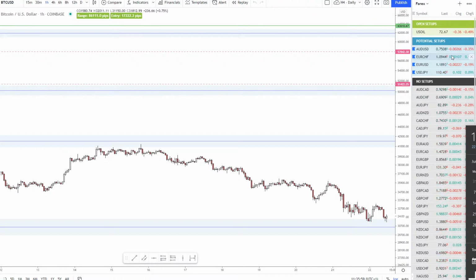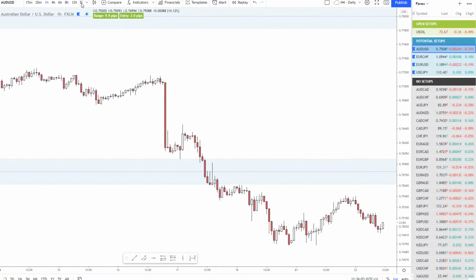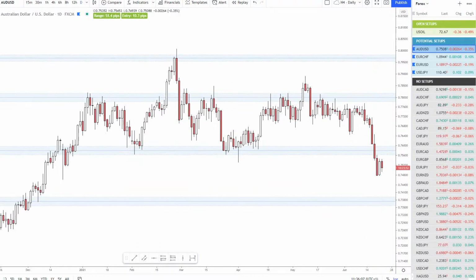You are looking at a Bitcoin chart. I'm going to switch to an actual Forex chart. Sorry about that. You're looking at an AUDUSD daily chart. In today's analysis, we're going to be looking for price action setups across all the pairs listed to the right here. So let's dive right into it, guys.